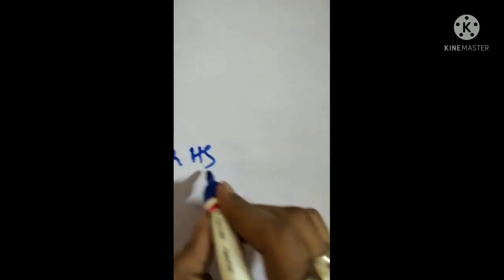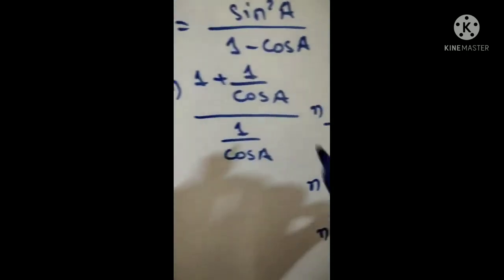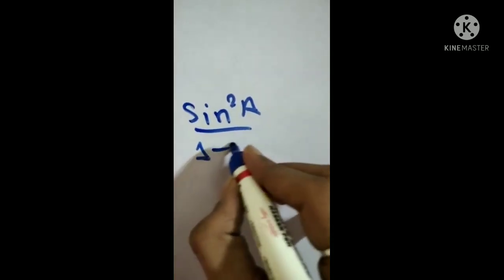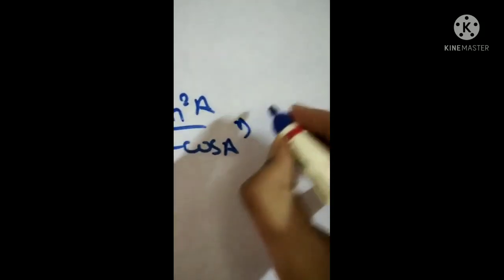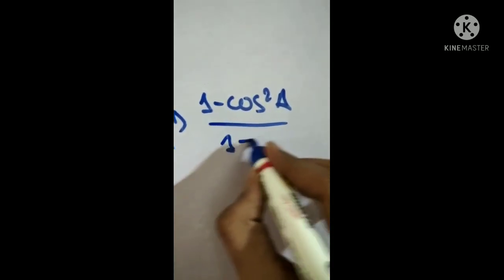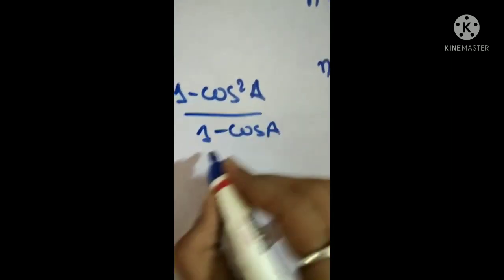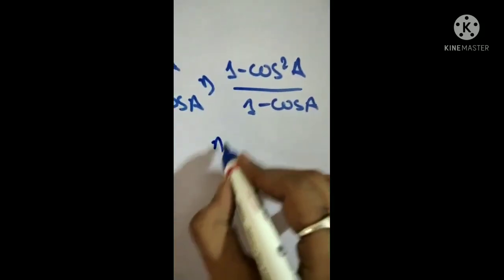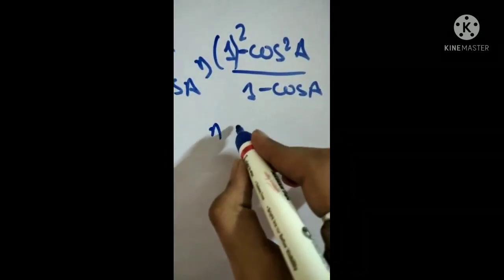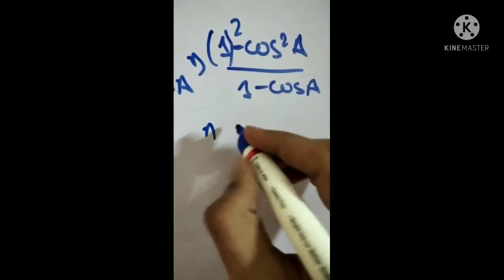Now let's see RHS. So in RHS we have sine square a by 1 minus cos a. Sine square a means 1 minus cos square a, by the identity, and here 1 minus cos a. This means, see, a square minus b square, we can tell that 1 is in the form of a square, so a square minus b square. So what is the formula of a square minus b square? It is a plus b and a minus b.